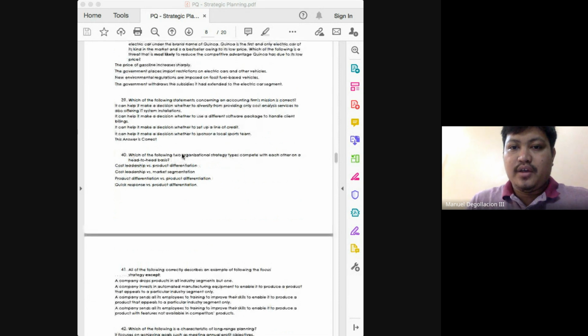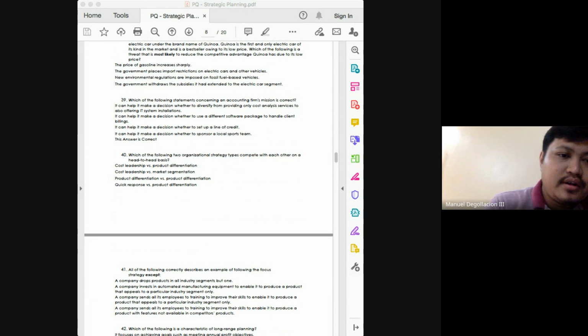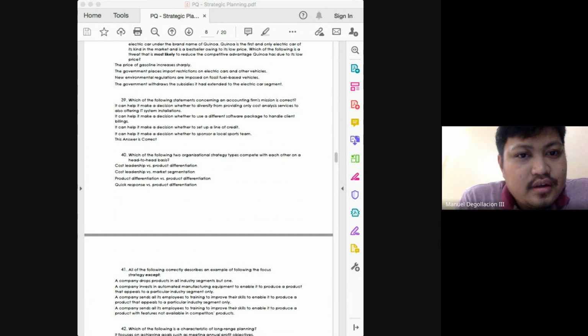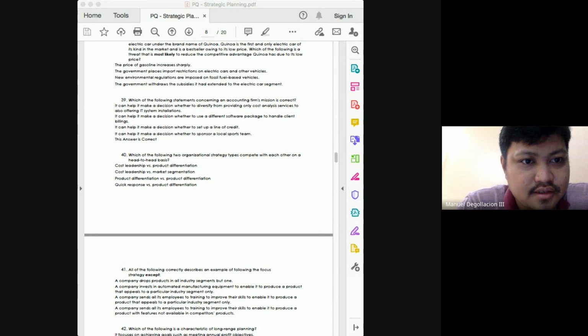39, which of the following statements concerning an accounting firm's mission is correct? First option, the mission can help the company make a decision whether to diversify from providing only cost analysis services to also offering IT system installations. Okay, so this could be a correct statement. Let's go over the other choices.